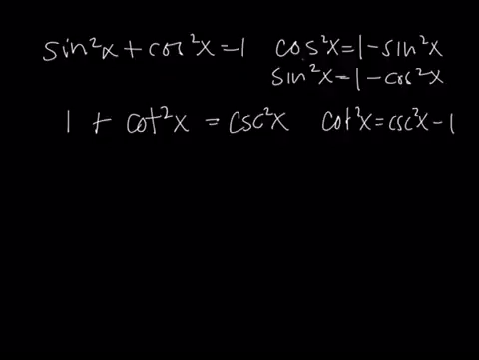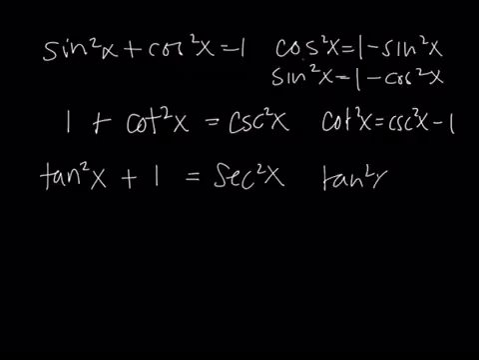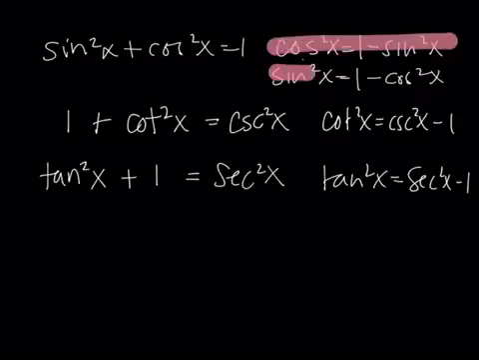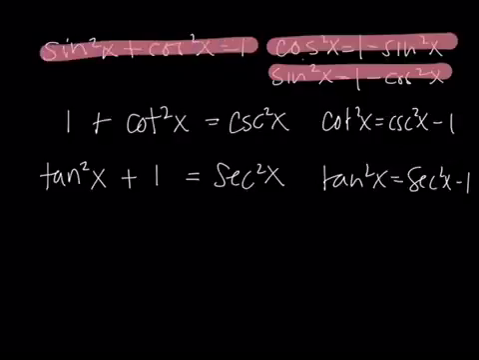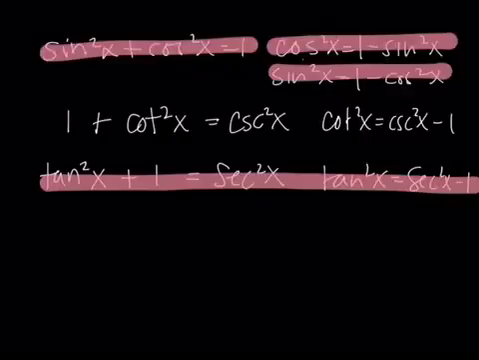And again, we can divide now by cosine squared of x, which will give us tangent squared of x plus 1 equals secant squared of x, which means that tangent squared of x equals secant squared of x minus 1. So these Pythagorean identities, particularly the ones with cosine and sine, and the ones with secant and tangent, are going to come up a lot in today's discussion. Not as much the cotangent and cosecant.